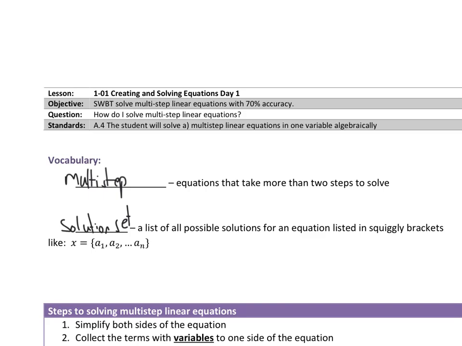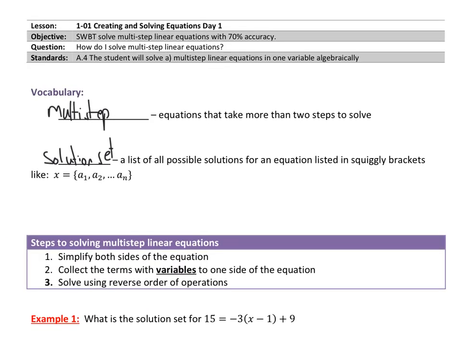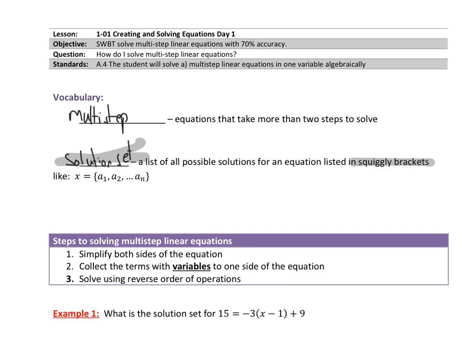Okay, so today we're going to be going over solving multi-step equations. You would have seen these before. A multi-step equation is just an equation that takes more than 2 steps to solve. Oftentimes now in Algebra 2, we'll see this phrase solution set. And it's a list of all possible solutions for an equation. And it's usually written in squiggly brackets. It'd be written something like this: x equals squiggly bracket a1, or the first solution, comma, the second solution, and so on.